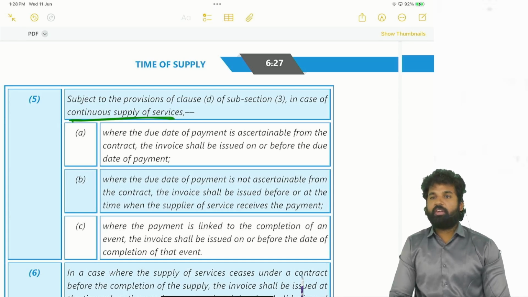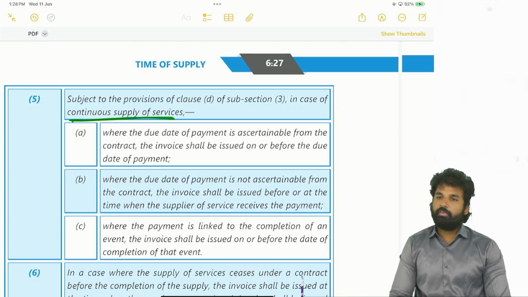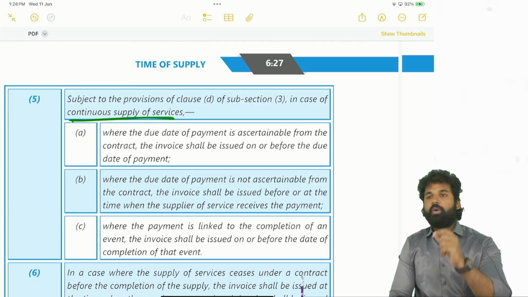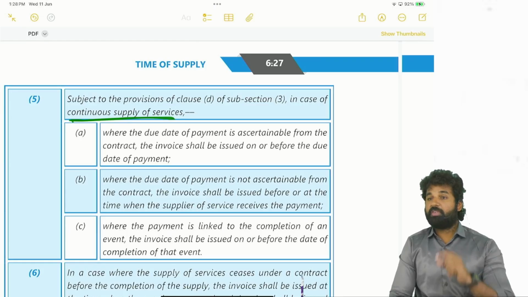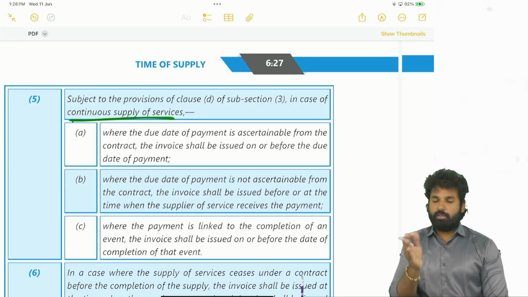Let's say if you have an internet connection, that can be termed as a continuous supply of service. But there will be a due date for it. So for every month we need to pay an amount. For every 15 days or every 2 months you have to make the payment. That means there is a specified due date for it. Okay, if there is a specified due date, then the invoice shall be issued on or by that due date.